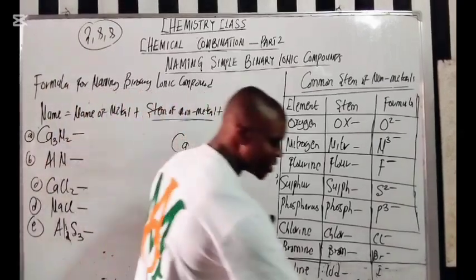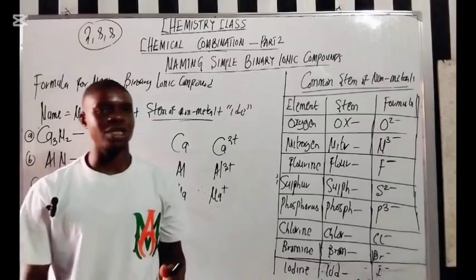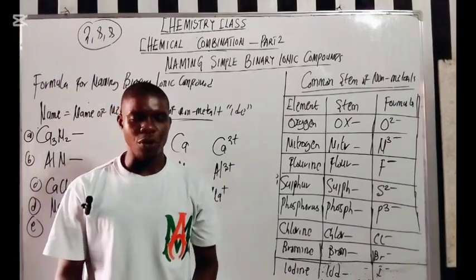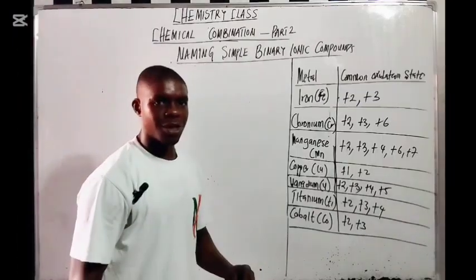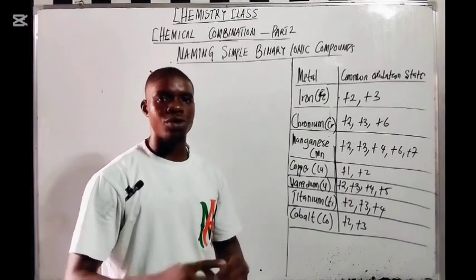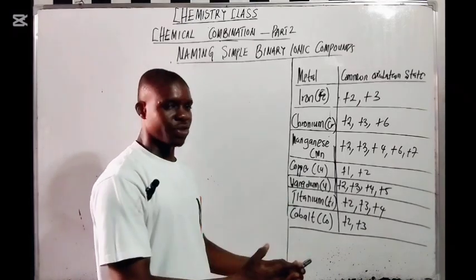But we have the transition metals. Transition metals have variable oxidation state. One of the characteristics of transition metals is that they have variable oxidation state. So now look at some of the common transition metals and their variable oxidation states.